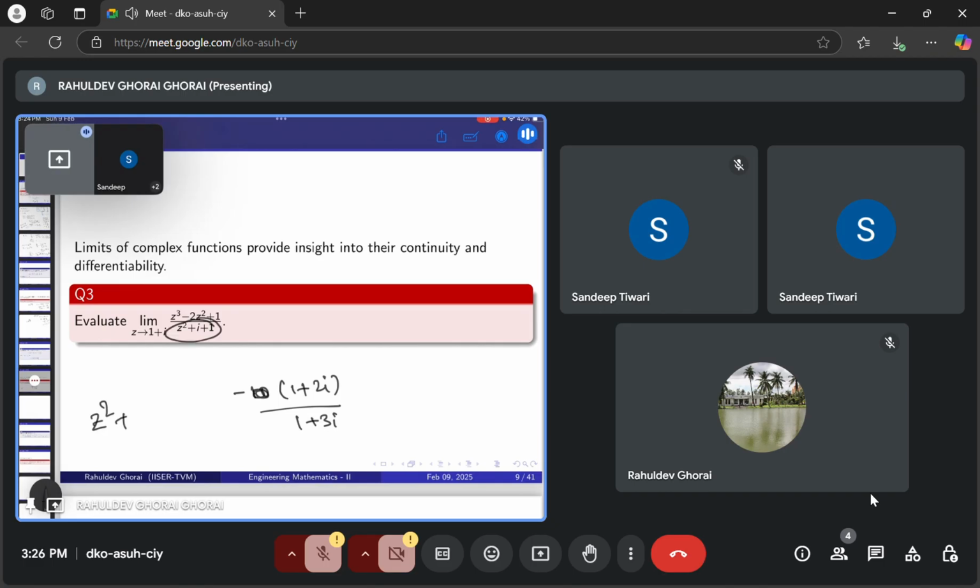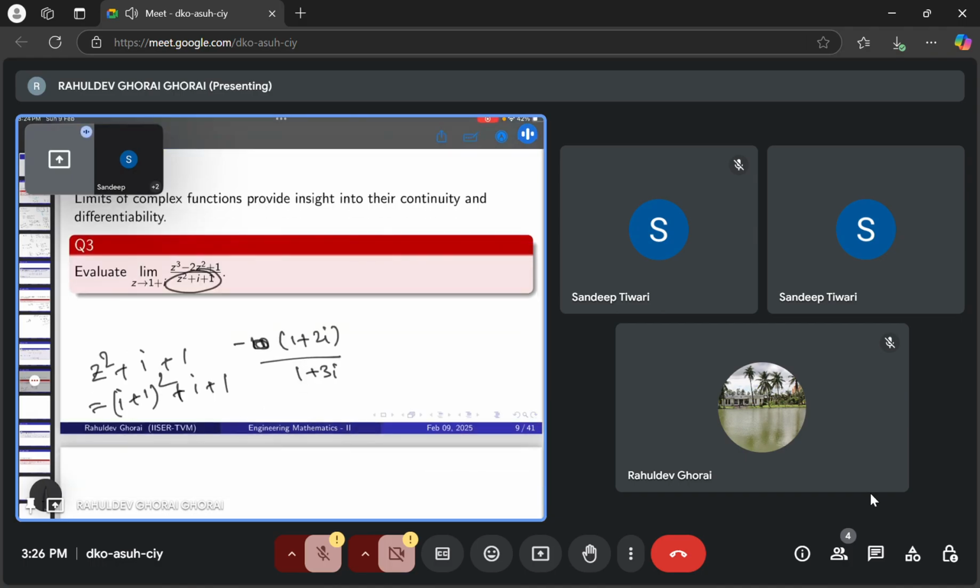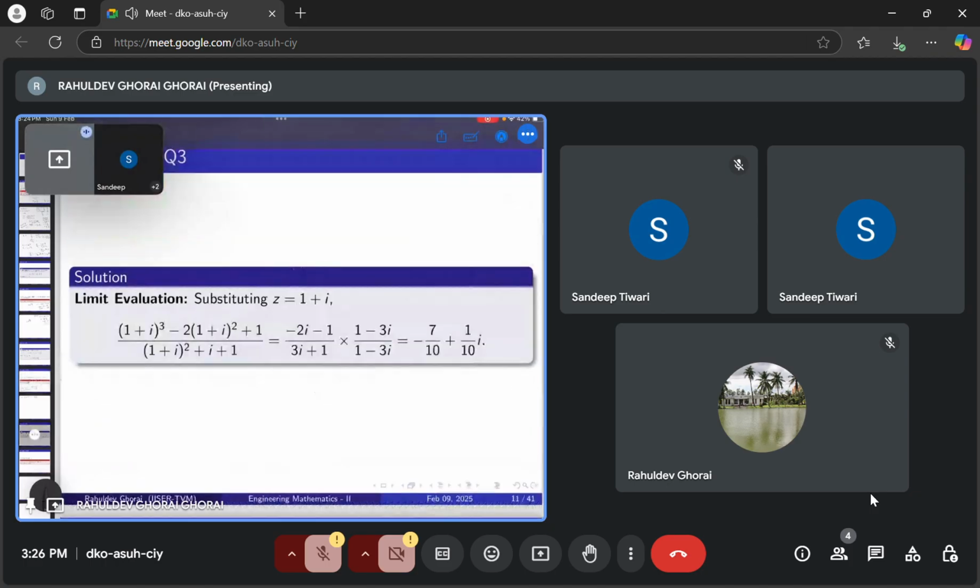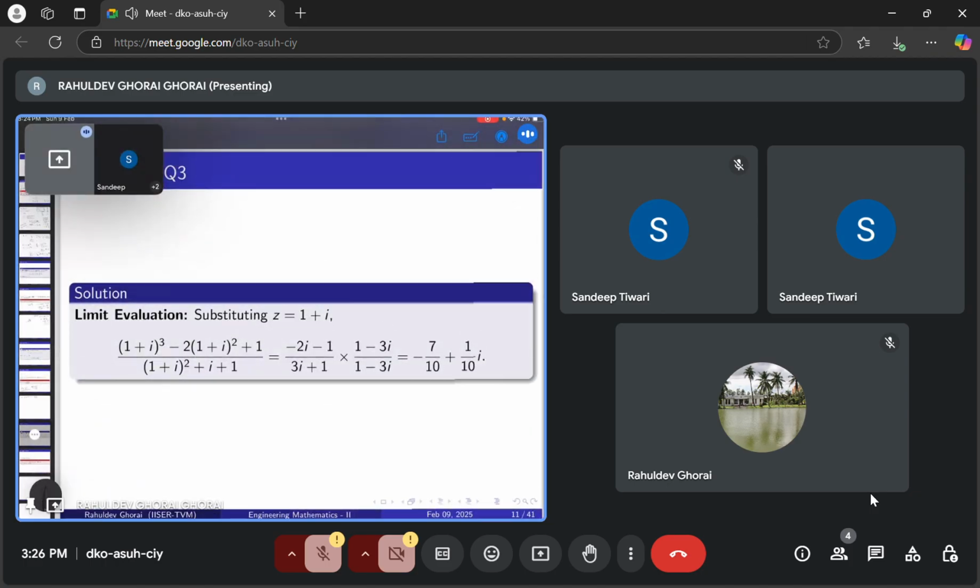So z square plus i plus 1, at i plus 1, will be (i plus 1) whole square plus i plus 1. So it won't be 0. So you just put the value, whatever value you get, that will be the thing. So it's 2i plus 1 plus i square root minus 1 plus i. So it will be 3i plus 1, the denominator, and the other one you have to again just calculate. I have shown it here. So you have to substitute like this.